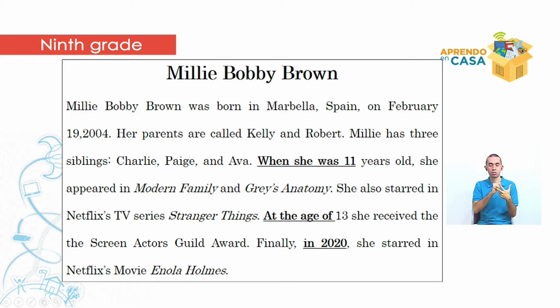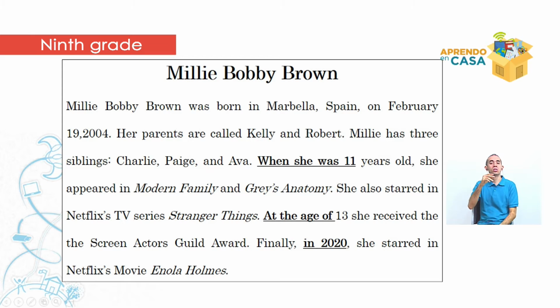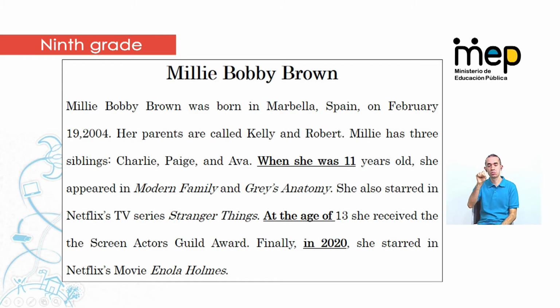When she was 11 years old, she appeared in Modern Family and Grey's Anatomy. She also starred in the Netflix TV series Stranger Things. At the age of 13, she received the Screen Actors Guild Award. Finally, in 2020, she starred in the Netflix movie Enola Holmes. And I want you to pay attention to the different phrases that are underlined. When she was 11, at the age of 13, and in 2020.